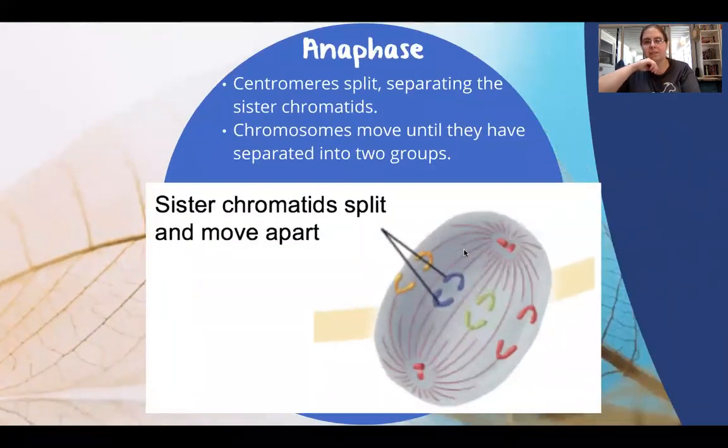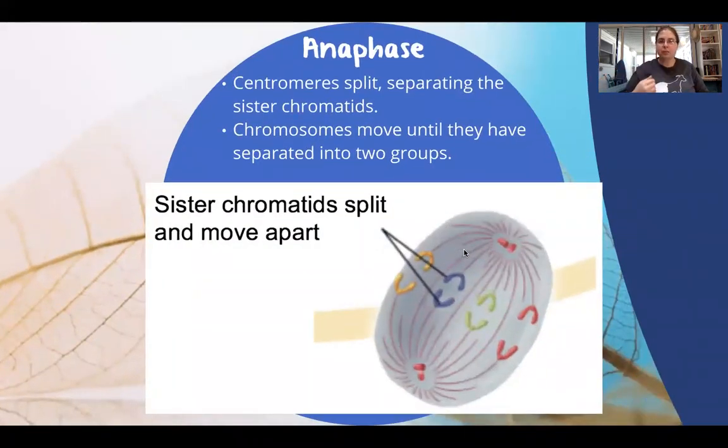That takes us to anaphase. The centromeres are going to split and separate the sister chromatids. Now, the reason why this occurs is because those centrioles are going to constrict and contract and pull on the spindle fibers. That's going to cause the spindle fibers to pull on the centromeres of the chromosomes, causing them to split. Well, we've now separated the sister chromatids, and the spindle fibers are going to keep pulling on them and dragging those sister chromatids to opposite sides.